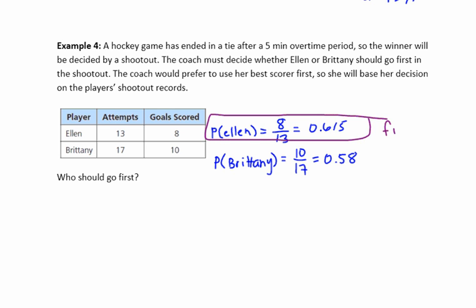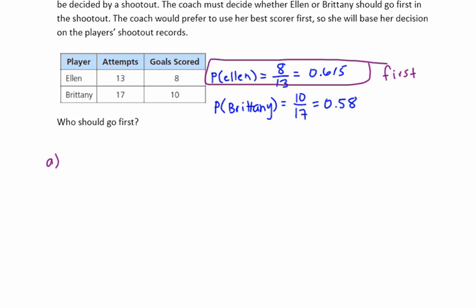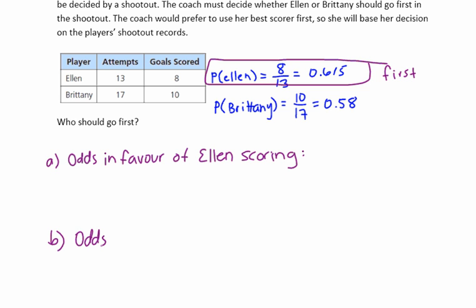Now I could ask you a few other questions. Let's add an extra question here. What's the odds in favor of Ellen scoring? Okay, can you complete that one? And then I'd like you to find the odds against Brittany scoring. Okay, find both of those. Give that a try.